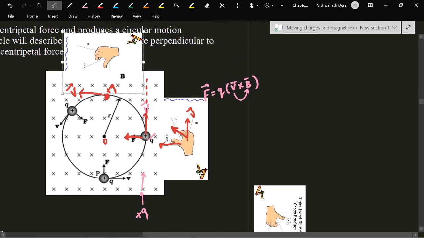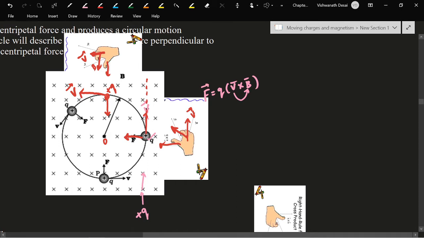Now, the direction of velocity is here. Curl your fingers from V towards B. B is inside the plane of the paper, right? So if you curl it, the thumb points in the direction towards O, somewhere here, right? This is the direction inward, the plane of the paper, that is curling from V towards B.